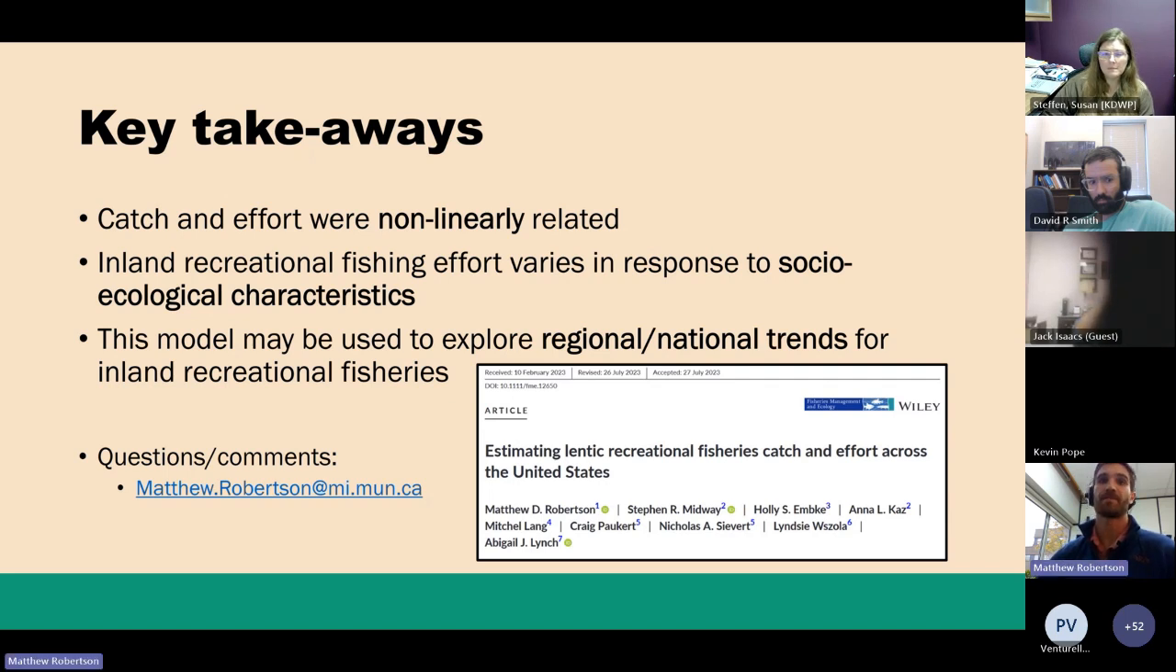And our hope is that this model will be able to be used in the future to try and come up with better estimates of scale for what the inland recreational fisheries in the US are doing in terms of harvest, catch, and potentially impact on the different ecosystems in which they occur, and generally just to explore regional and national trends in those fisheries.